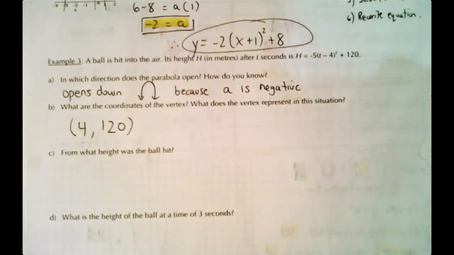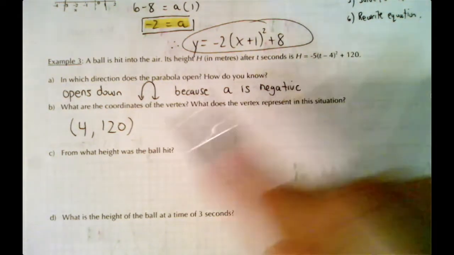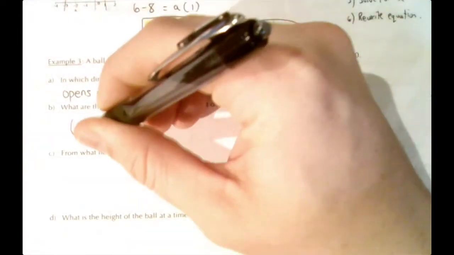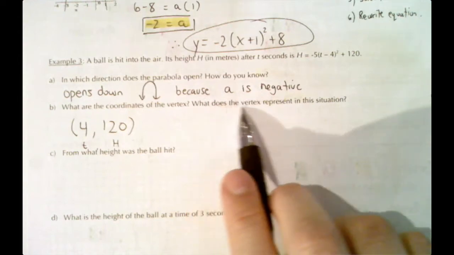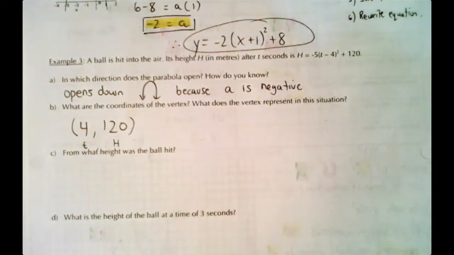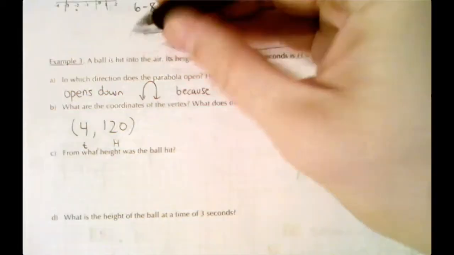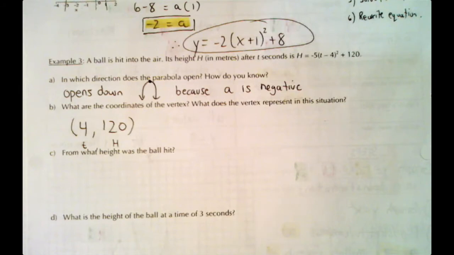Now, a vertex has two parts, an x and a y part. In this equation, we don't have an x and a y. We have t and h. When it says, what does this vertex represent? Well, since our parabola opens down, the vertex would be right here, and this represents the maximum height.